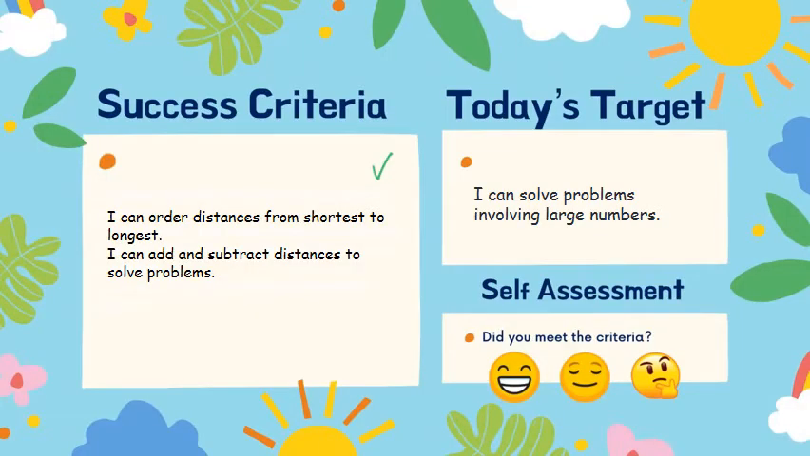Here we go then. This is today's target. We are going to solve some problems which involve large numbers, and those large numbers relate to distances. It will all become clear to you when I show you the next pictures. To do that, we're going to order some distances from shortest to longest, and we're going to add and subtract some distances to solve problems. Let me show you.